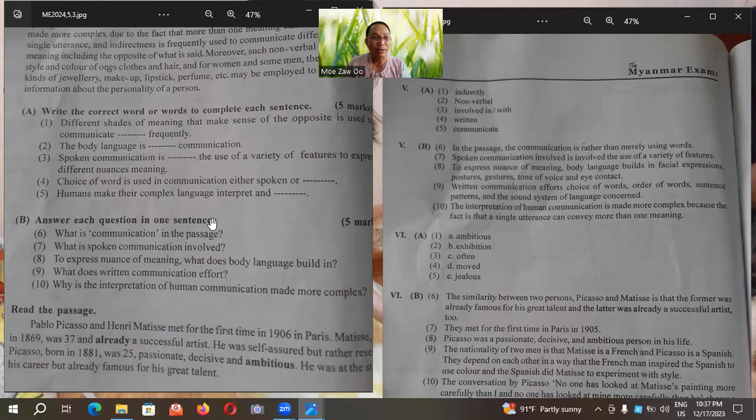Okay, what is communication in the passage? In the passage, communication is rather than merely using words.